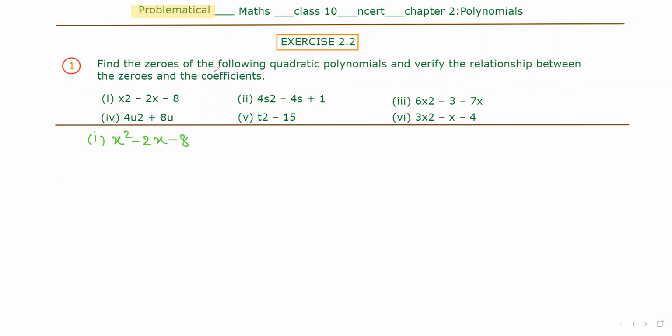You have to find the zeros of the following quadratic polynomials. This is a quadratic polynomial. Quadratic polynomial means it has a maximum power of 2, x squared, which also means x will have two values. These values are called zeros, which you have to find in this question. You can do so by using the middle term splitting method.